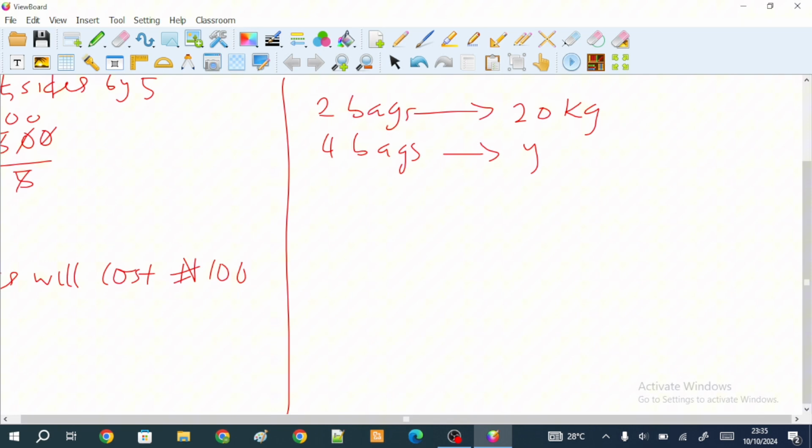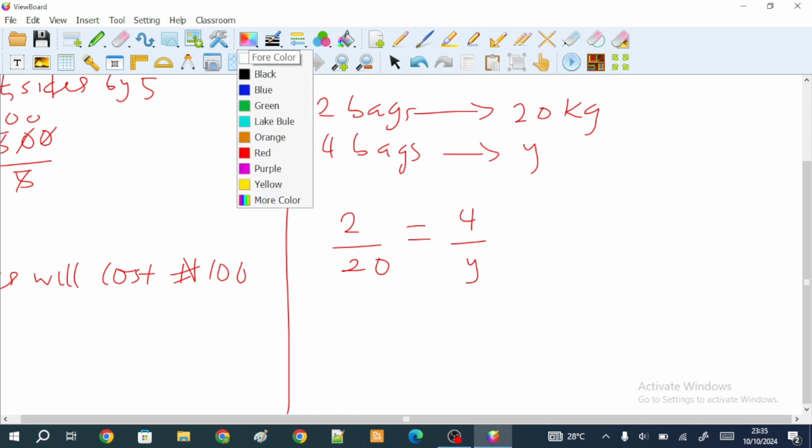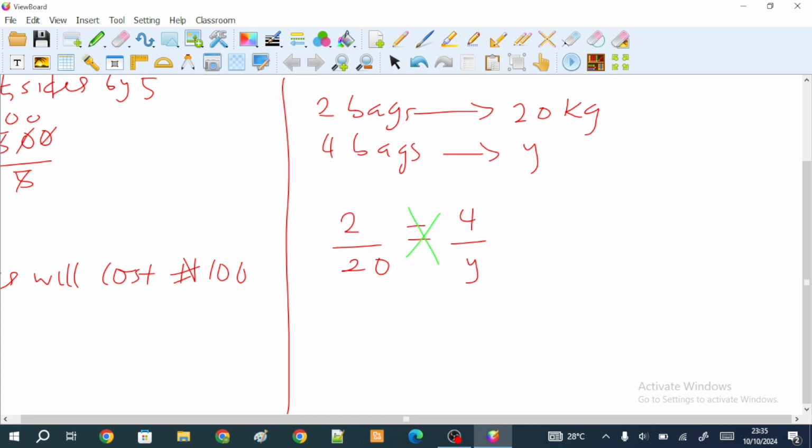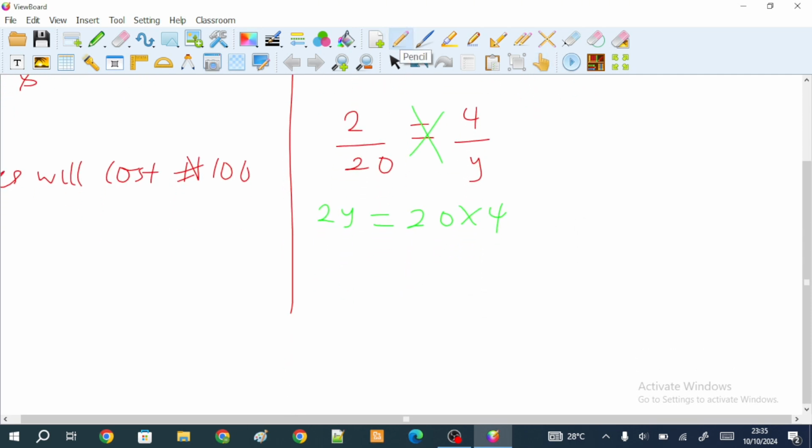So what are we going to do? We're going to compare bags to weight. For the first line, we'll have 2 all over 20. 2 bags weigh 20 kg. Put an equal to sign. For the second line, we'll have 4 bags, and Y, which we're going to solve for. What do we do next? Cross multiply. If we cross multiply, we're going to have 2 times Y, which is the same as 2Y, and then we'll have 20 times 4. So we'll have 2Y is equal to 80.